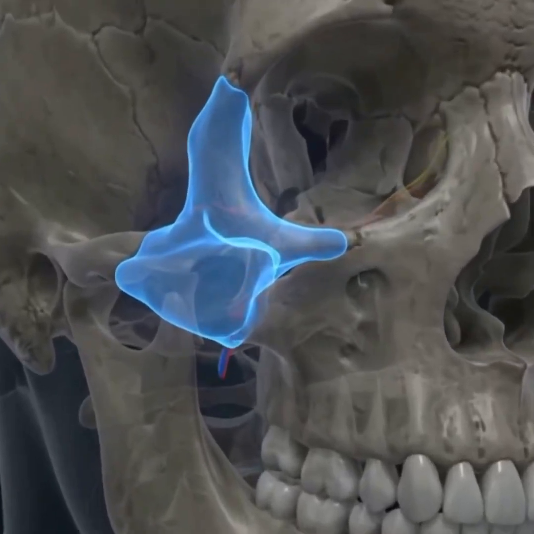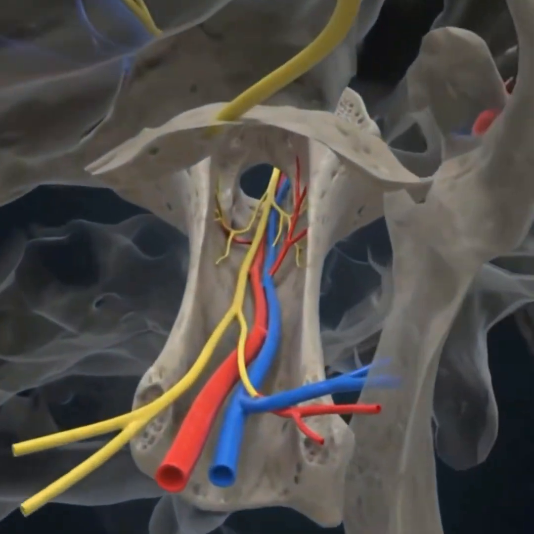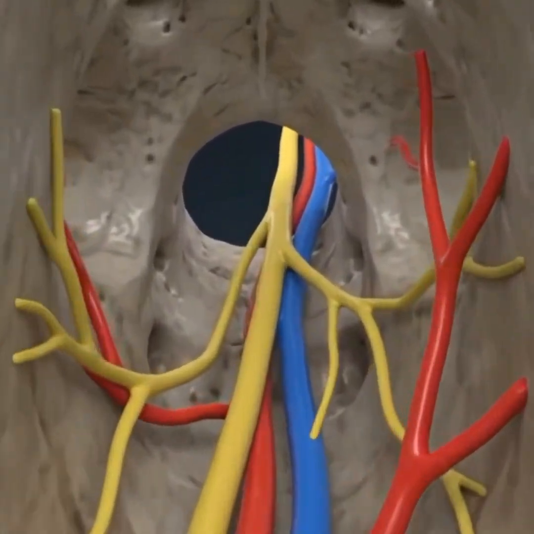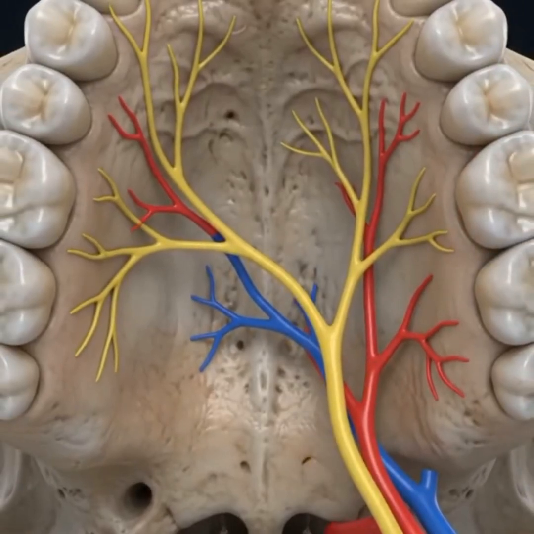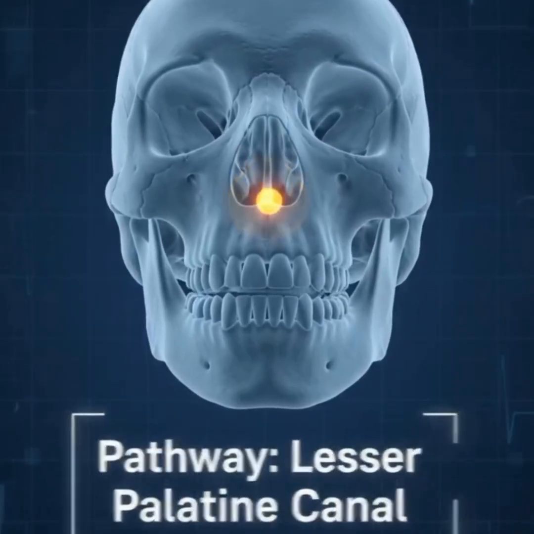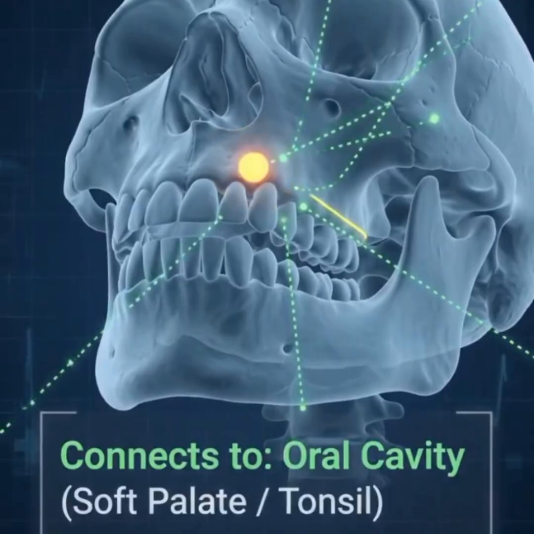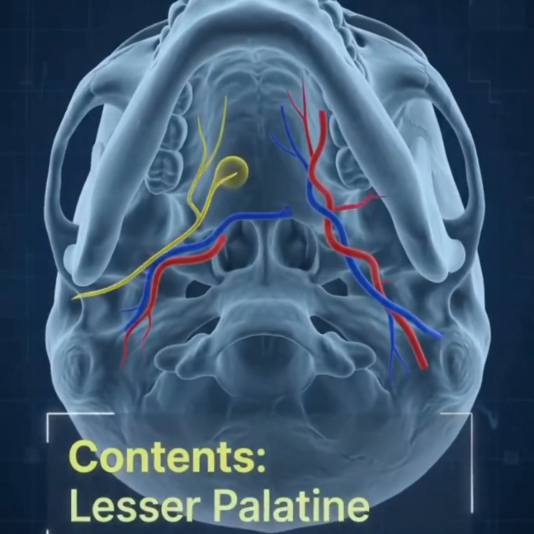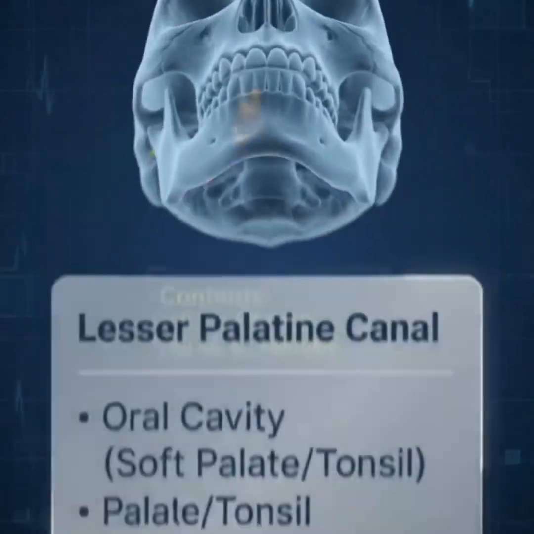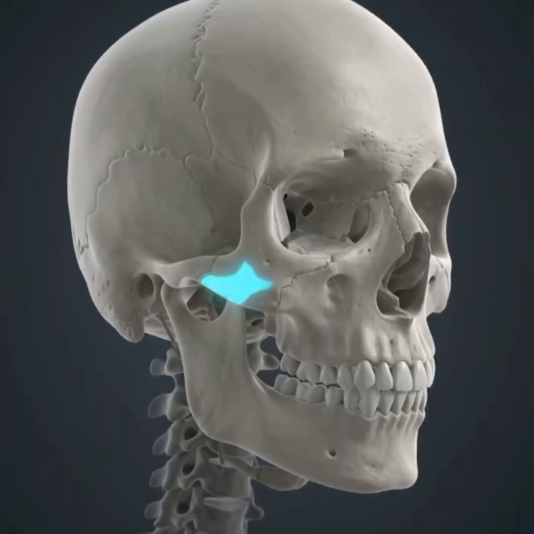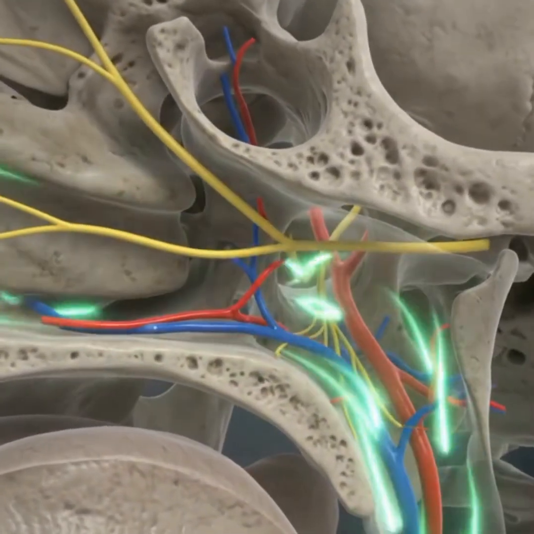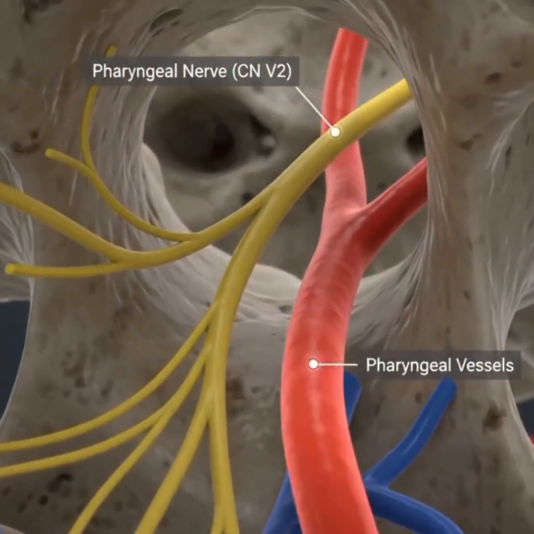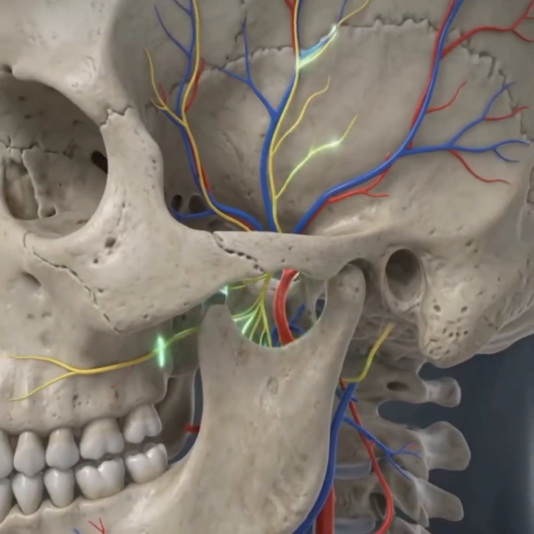This is the greater palatine canal. It connects to the hard palate. It transmits the greater palatine nerve and descending palatine vessels. Let's review the lesser palatine canal. It connects to the oral cavity, specifically the soft palate and tonsil. It transmits the lesser palatine nerve and vessels. The pharyngeal canal is a small pathway. It transmits the pharyngeal nerve from CN V2, along with the pharyngeal vessels. These supply the roof of the pharynx.